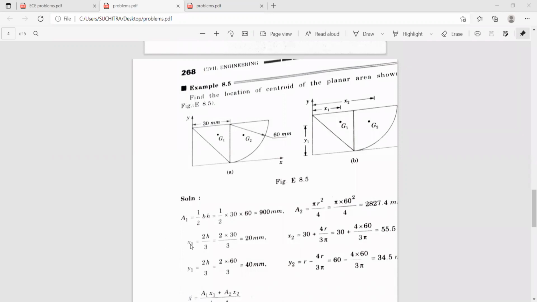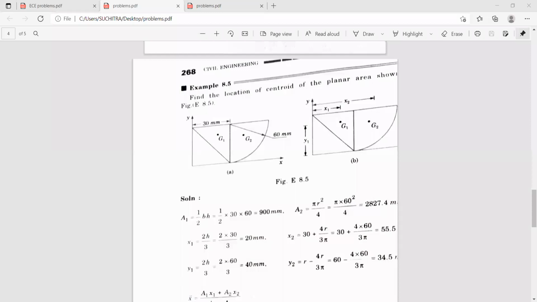Now x1 is measured from the center of this figure to y-axis. Now you can see here the centroid of the triangle. If you consider this as a base, it is at a distance h by 3 from the base and 2h by 3 from the apex. So we want this distance. If you consider this as apex, it is at a distance 2h by 3. This side is 30 millimeters. So 2h by 3, 2 into 30 by 3, works out to be 20 millimeters.